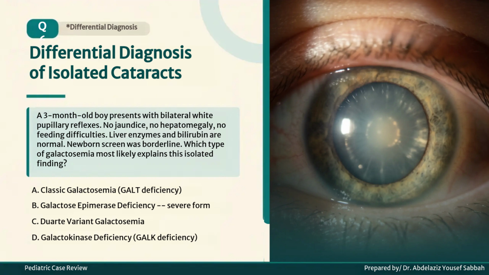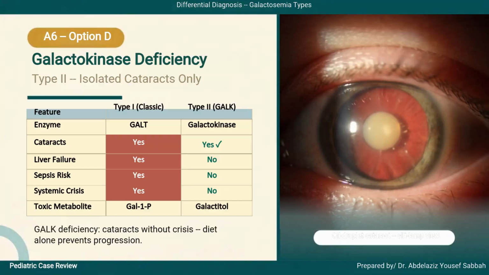Option A, classic galactosemia, galactose-1-phosphate uridyltransferase deficiency. Option B, galactose epimerase deficiency, severe form. Option C, Duarte variant galactosemia. Option D, galactokinase deficiency. The correct answer is option D, galactokinase deficiency, also called type 2 galactosemia. Galactokinase deficiency causes isolated cataracts without systemic disease.